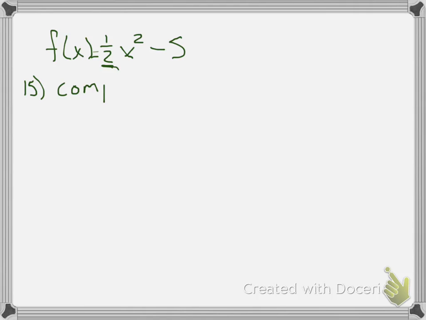If you look at the other one, f of x is equal to 1/2 x squared minus 5. You would find out that the transformations, number 15, the 1/2 means you've got a compression. I'm about to write a stretch, even though I mean compression, have no clue why. And then it was down 5, because, again, it's not in parentheses, so that's up or down.